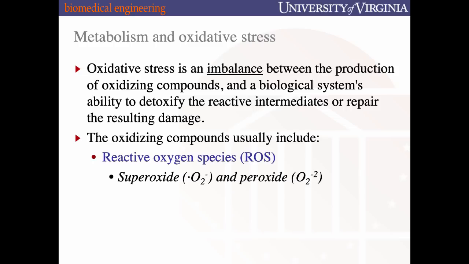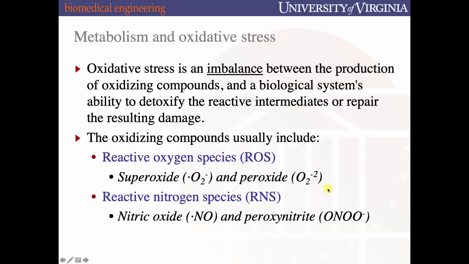And these oxidizing compounds fall into two main categories. The first one are reactive oxygen species, or ROS. The two main players here are superoxide and peroxide. I give the chemical structures here, so gaining 1 electron or 2. And there are also reactive nitrogen species. One of them is normal and short-lived. You'll recall nitric oxide as a second messenger, so that is a reactive nitrogen species.